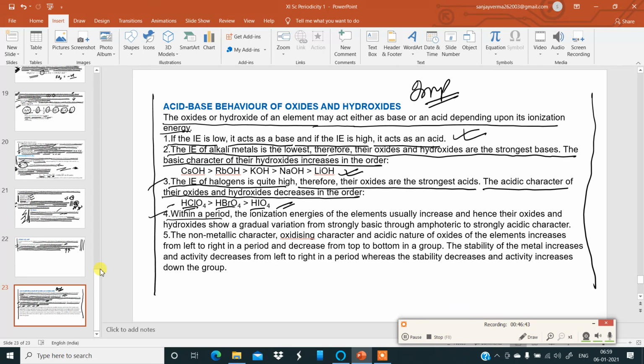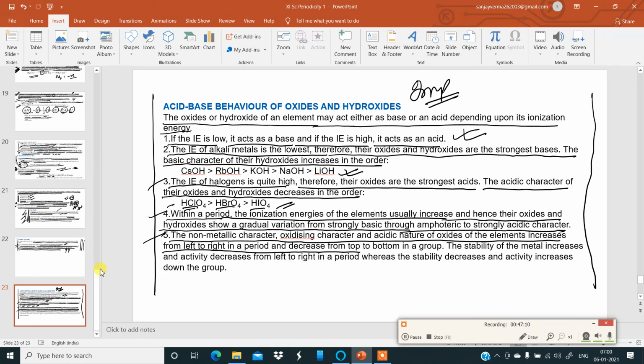Within a period, the ionization energy of the elements usually increases, and hence, my dear students, the oxides and hydroxides show a gradual variation from strongly basic through amphoteric to strongly acidic character. Then number 5, the non-metallic character, oxidizing character, and acidic nature of the oxide of the element increases from left to right in a period and decreases from top to bottom in a group.